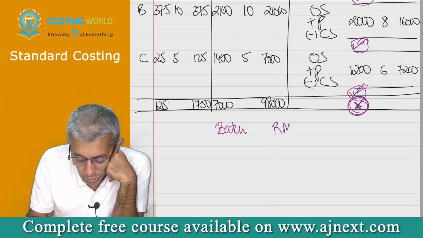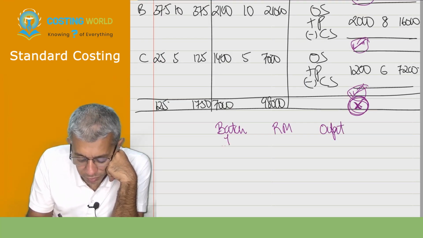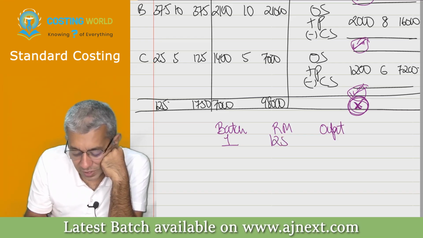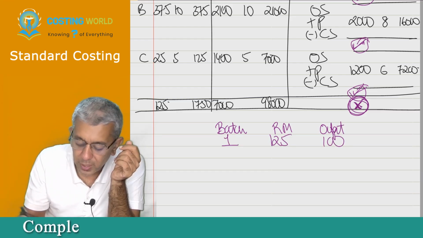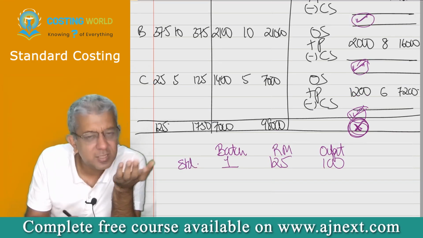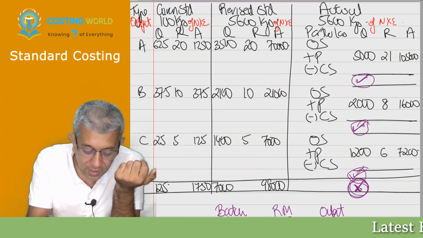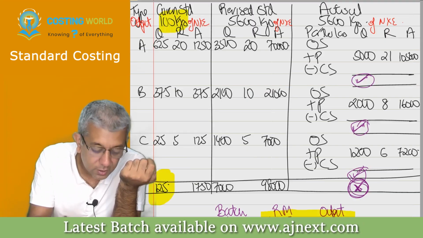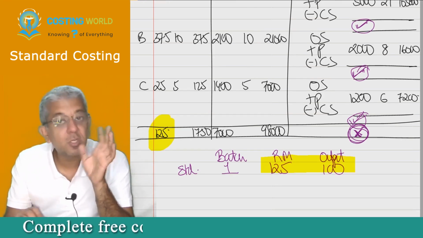batch, raw material and output. For one batch, 125 kgs of raw material should have been used. Output should have been 100 kgs. You all will understand this particular data is supposed to be the standard data. In fact, we have recorded this particular data over here, beta, 125 and 100. So it is your standard data, right? Now, this is your standard data.